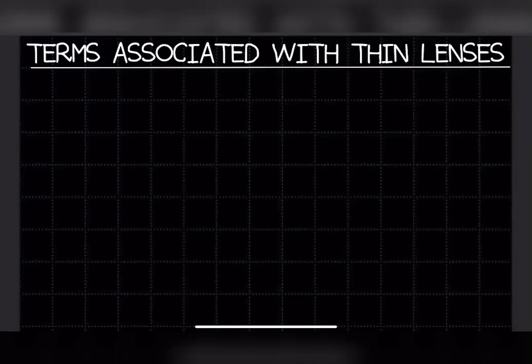Here we go. We are going to discuss terms associated with thin lenses. Okay, we know thin lenses. What are thin lenses? Concave and convex, right? We've already discussed that. So we're going to discuss terms associated with it. The first thing we're going to discuss is principal axis.